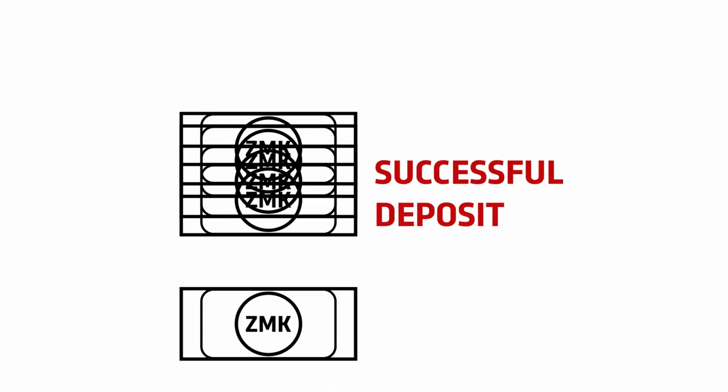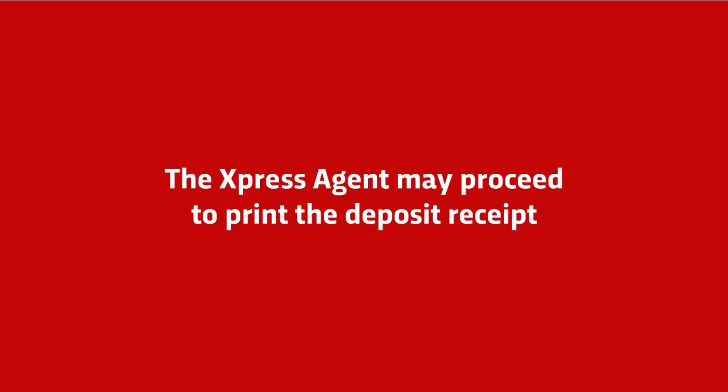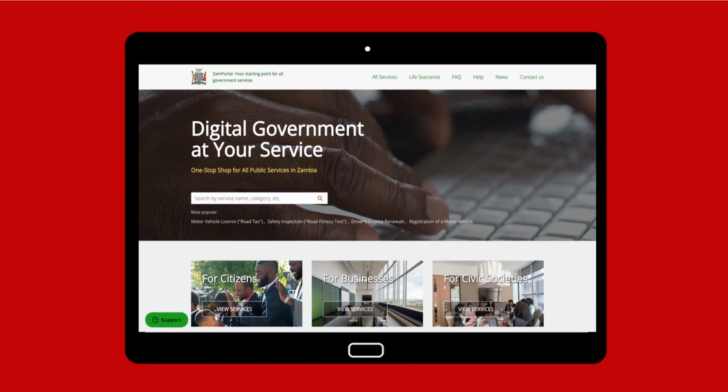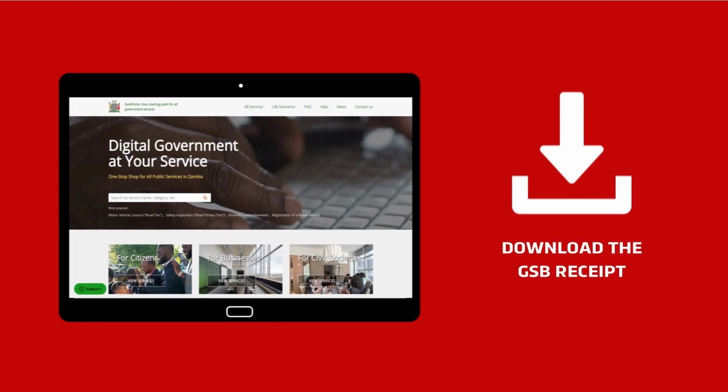Thereafter, the transaction will be completed, processed on the ZANACO system, and the Government Service Bus system is notified of the successful deposit. The Express agent may proceed to print the deposit receipts. Once payment is completed, the customer can log into the ZAM portal to download the GSB receipt.